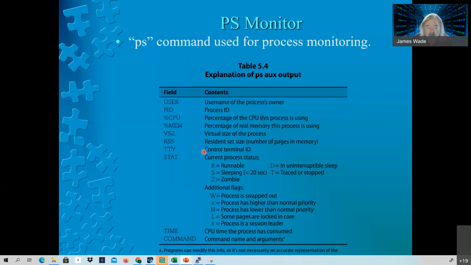Control terminal ID, the current status. For example, is it runnable, sleeping, a zombie, or is it in an uninterruptible state or a traced or stopped state? Here are some additional flags. The process is swapping out. The process is higher than normal priority. The process has lower than normal priority. And some pages are locked in core. And then, of course, you have the CPU time that the process has consumed, and, of course, the command itself.